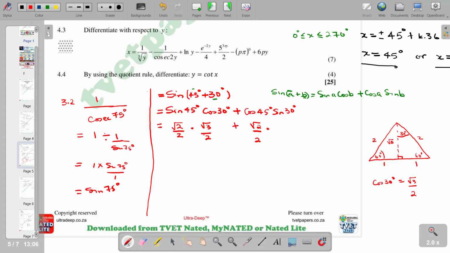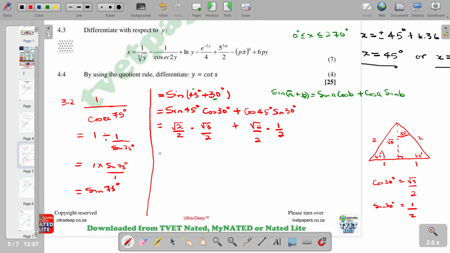Then for sine 30, sine, we know it's opposite over hypotenuse. So sine 30 degrees is equal to opposite, which is 1, over hypotenuse, which is 2. Sine 30 is half. And take note, I'm repeating these special angles: you are expected to know their ratios by heart.